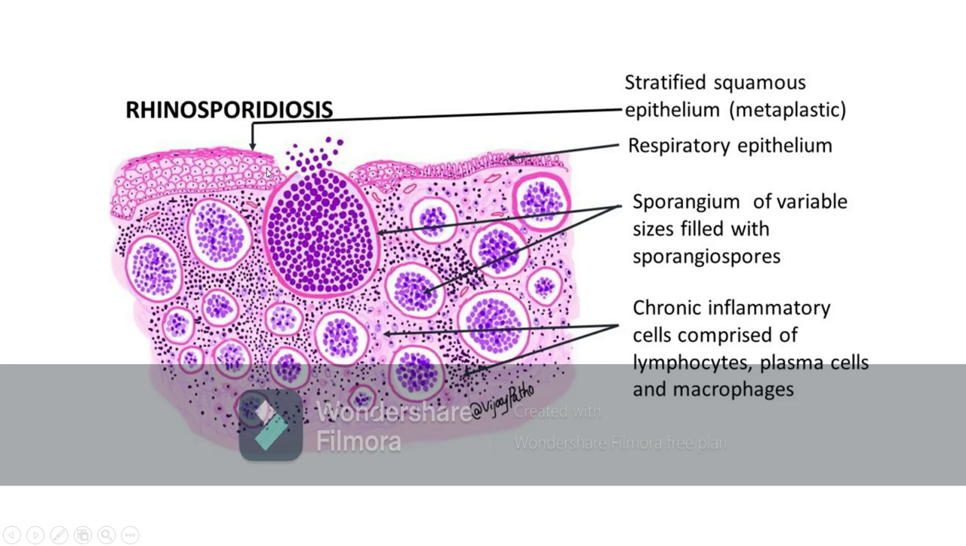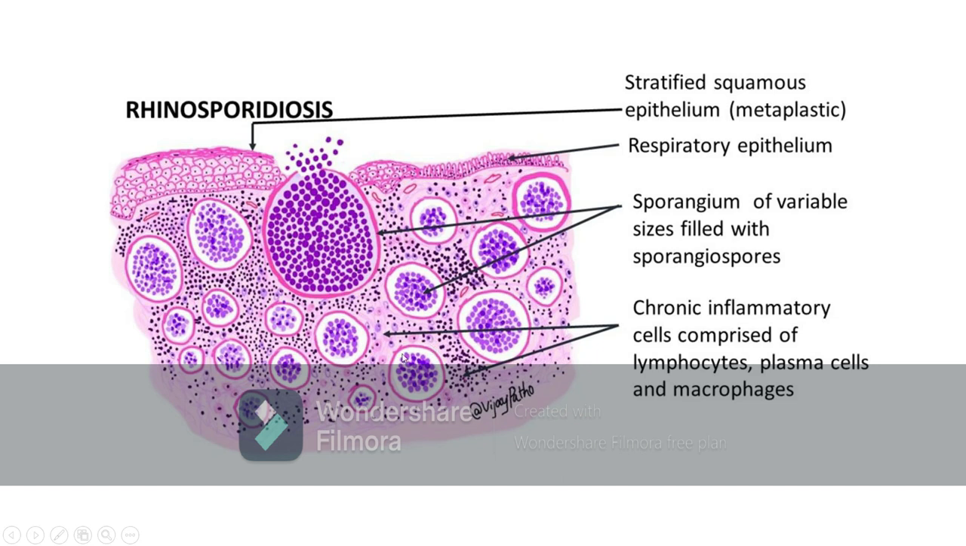You can draw the squamous epithelial lining. This is the respiratory epithelium with cilia, and there is some ulceration. So there is discontinuity of the epithelium here, and in between you can see the thick-walled sporangia of variable size. This is the largest among these, and you can see the thick-walled sporangium filled with sporangiospores. The epithelium overlying is stratified squamous epithelium. So this is a metaplastic epithelium due to the fungal infection.